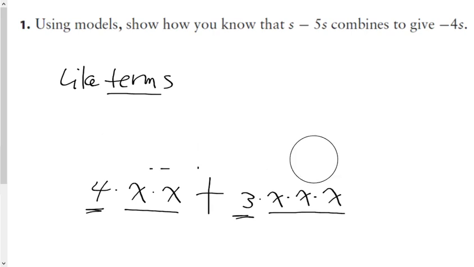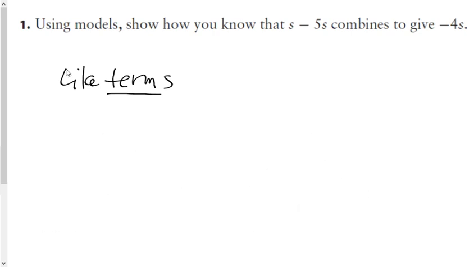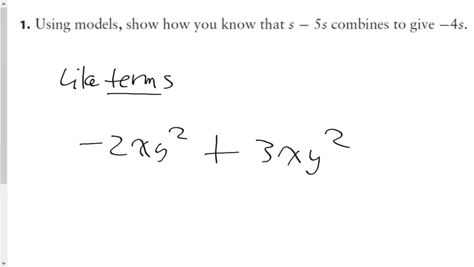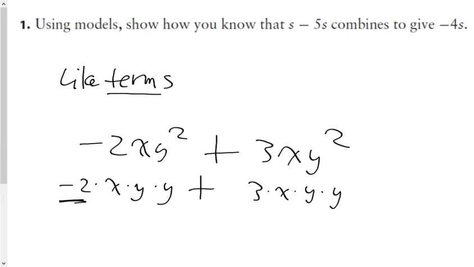However, if we were to give you another two terms, for example, negative 2xy squared and 3xy squared, if we examine each of these two terms, this term would be negative 2 multiplied by x multiplied by y multiplied by y, plus 3 multiplied by x multiplied by y multiplied by y. Again, the coefficients can be different, and the remainder of our term, x times y times y, is the same. So we would say these are like terms.